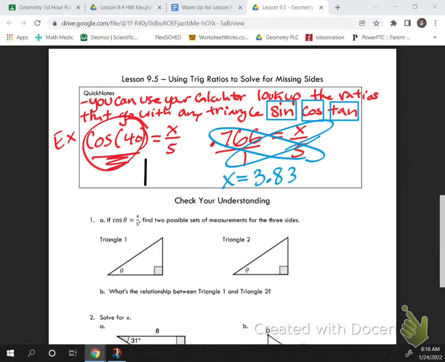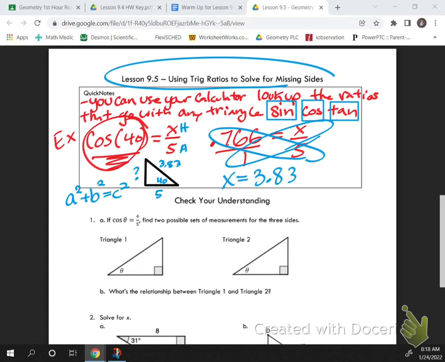How could you find the other side after that? Pythag theorem, right? If I know this is 40, this is 5, and we just solved for the other side, which was what side? This was A, this was H. We can use Pythag theorem now to solve for our other side. So we have all the tools now to solve for missing pieces on our triangles. Okay? Any questions about finding missing sides?